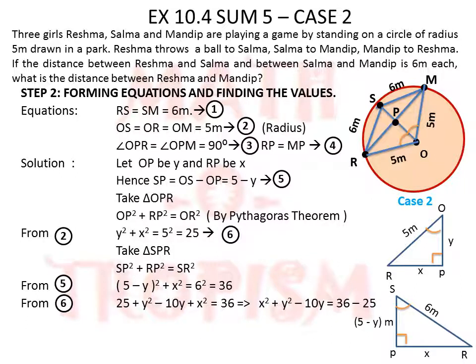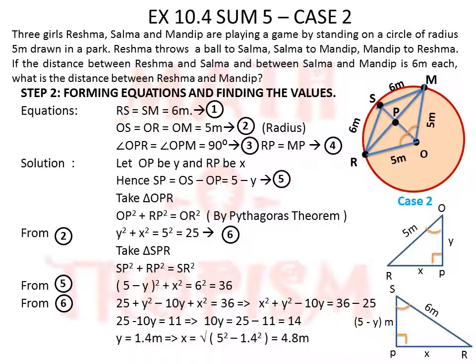Now x square plus y square minus 10y is 36 minus 25. So that comes to 10y is equal to 14. Now similarly y will come as 1.4 meter, and as we have already done in the previous step, I will just copy the one from case 1. So I get x is equal to root of 5 square minus 1.4 the whole square, which is equal to 4.8 meter. Our RM will be twice of 4.8, which is equal to 9.6 meter.